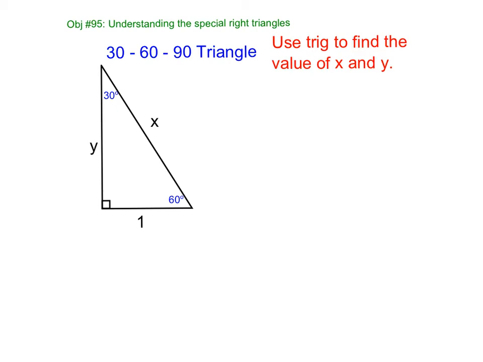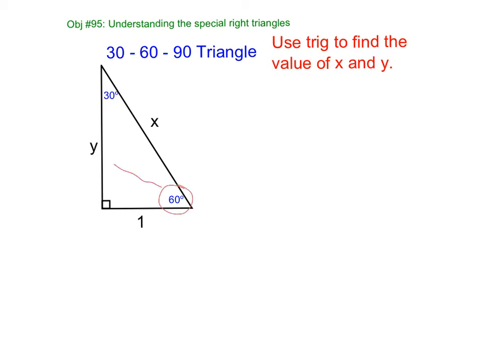All right, so today we're going to talk about 30, 60, 90 triangles. So I want you to pause the video and use trig, like SOHCAHTOA, to figure out what's the value of x and the value of y. It doesn't matter which one you choose. I'm just going to pick one angle. I'm going to use the 60.